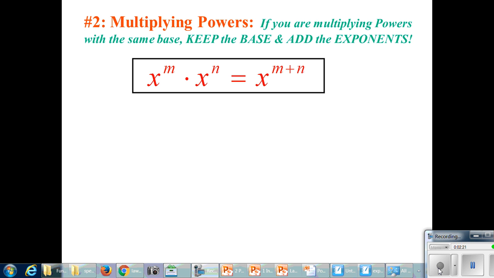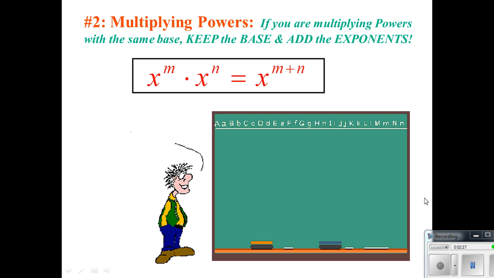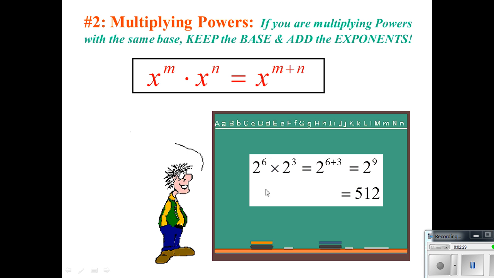Let's have an example of multiplying powers. If I have 2 raised to 6 times 2 raised to 3, the product is equal to, just copy the base. It says here, keep the base. In this case, the base is 2, and then add the exponents. So we add 6 plus 3. So we have 2 raised to 9.